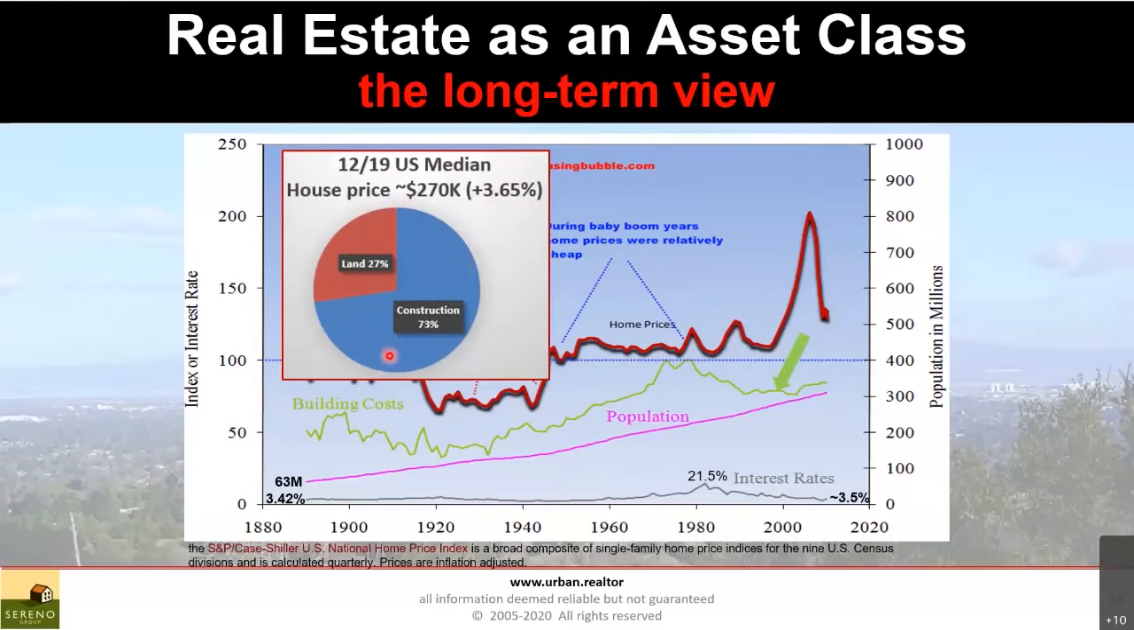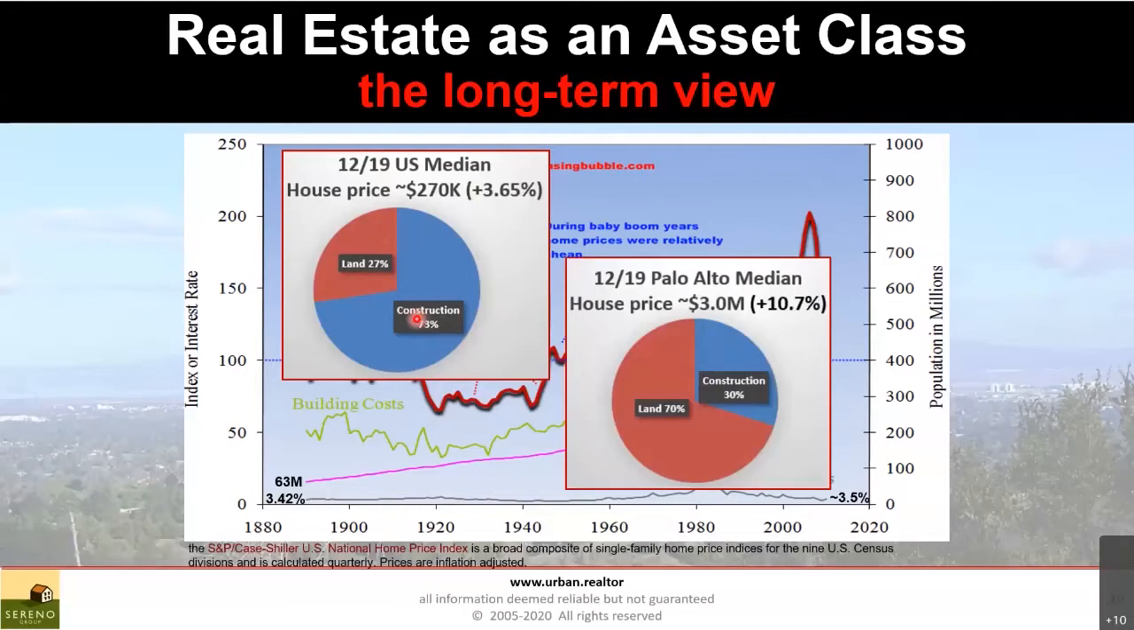But the interesting thing here is that we can divide it into two main components, one which is land, and the other one is construction. As we said, construction is labor, materials, utilities, and so on and so forth. In the United States, on average, the land cost is about one third, and the construction cost is two thirds. If we look at Silicon Valley, and Palo Alto particularly, we see the reverse: the cost of construction is about 30% and the cost of land is about 70%.